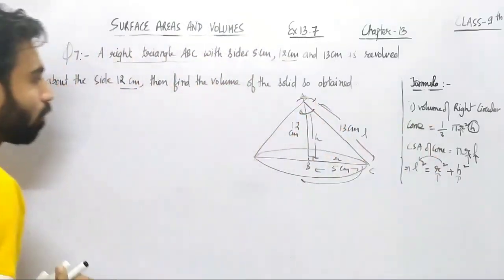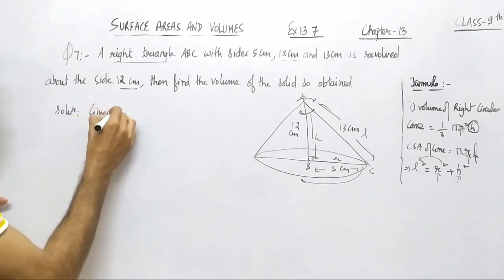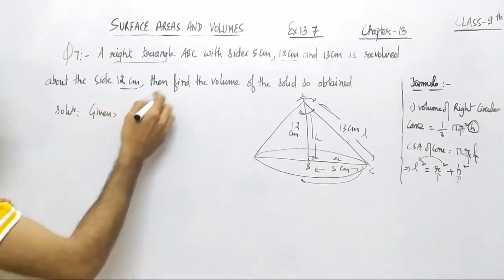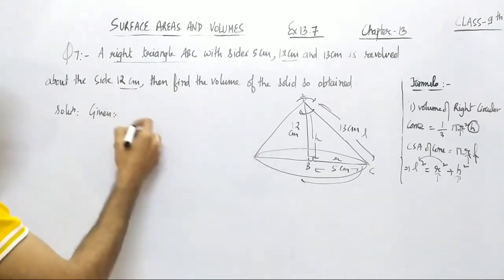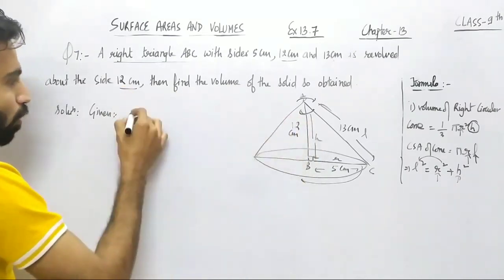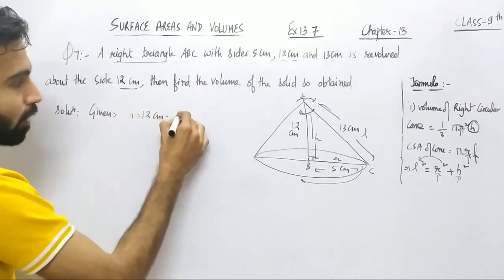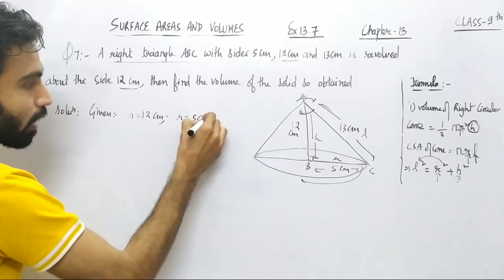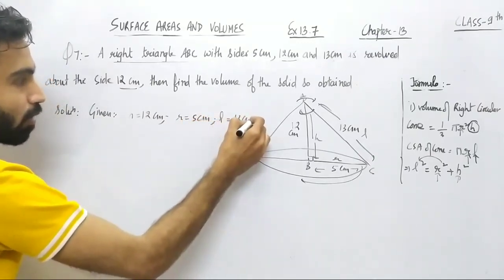So let us now start the solution here. First of all, what will I write? The given thing, right. So what is given to us in this? Here you can see the sides given. If I just compare, we will get the height as 12 centimeter, then you can see the radius as 5 centimeter and the slant height also 13 centimeter, right. So this is the given thing.